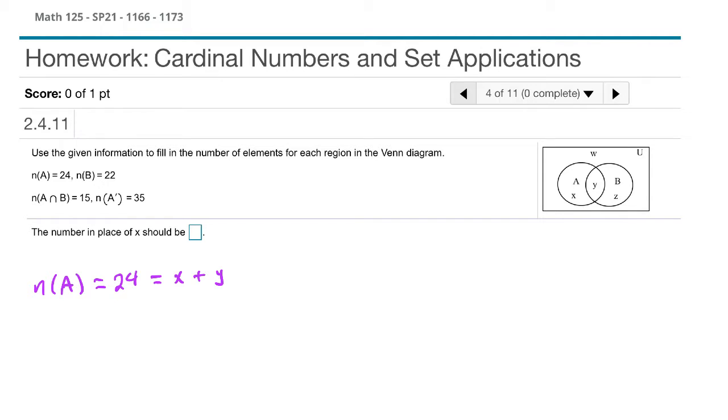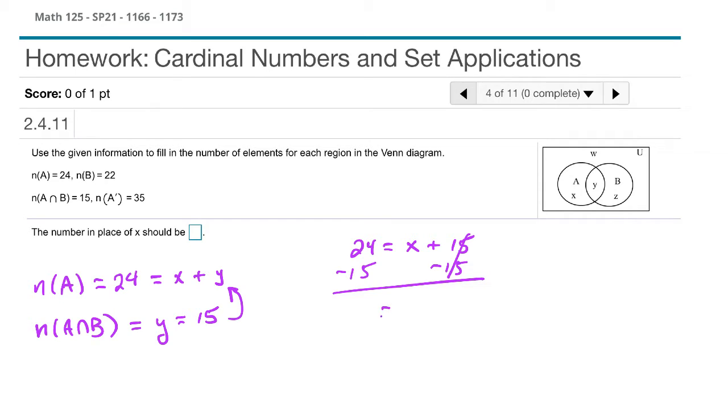Likewise, we're told that the cardinality of the intersection is just our value of y, and what is that? We're told that is going to be 15. We can take that value of 15 and plug it in for y. So we have 24 is equal to x plus 15. If we subtract 15 on both sides, that gives us a value of 9 for our variable x.